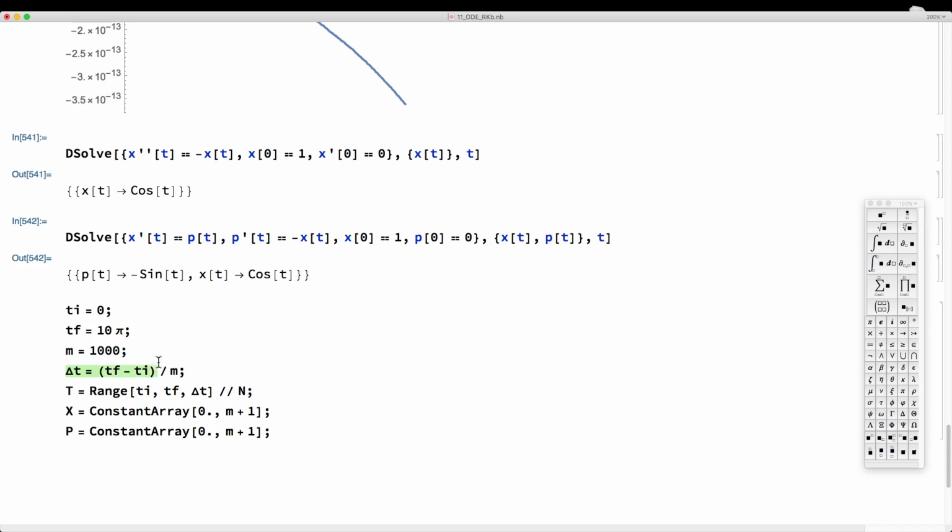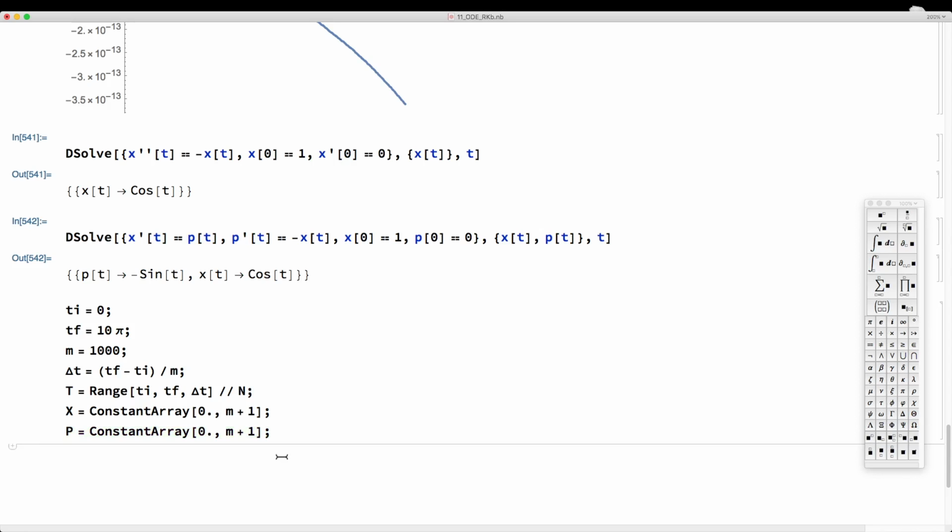And again, we define the time step and arrange for time values. And then we set up a grid on X. This is basically a vector that stores the values of X at each time instant, and this is another vector that stores the values of P at each time instant.